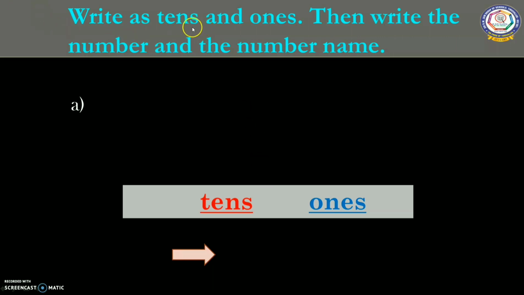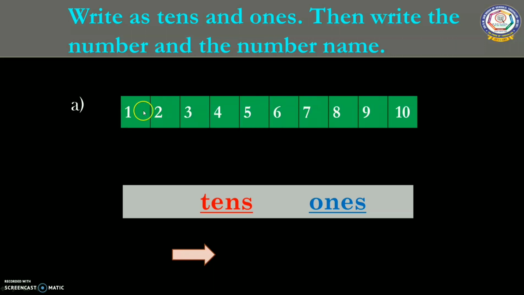Write as tens and ones, then write the number and the number name. Children, now I am going to show you the 10 strips and 1 slips. From that you have to guess how many tens and how many ones are there. Children, this is a 10 strip. See here, this 10 strip has 10 ones.